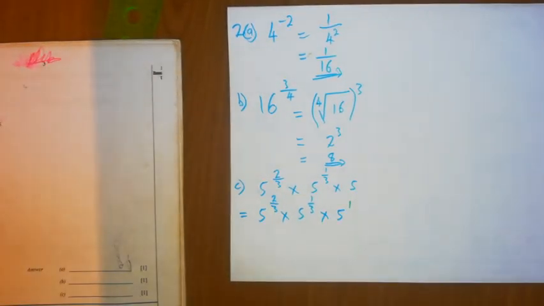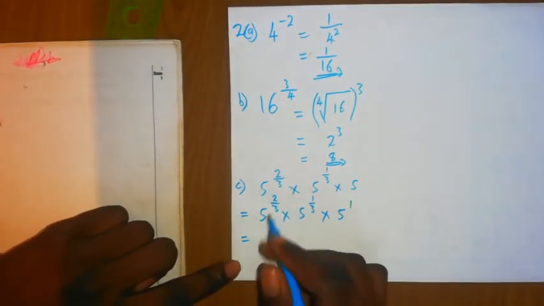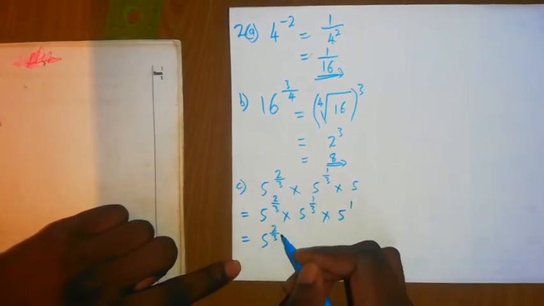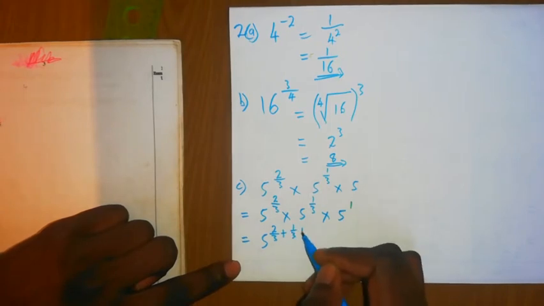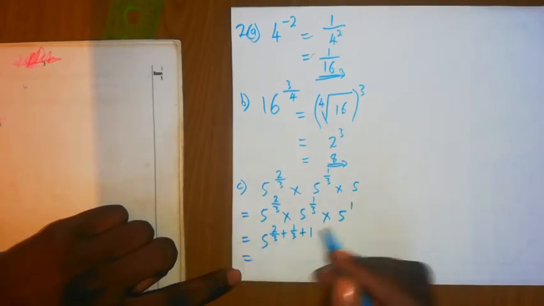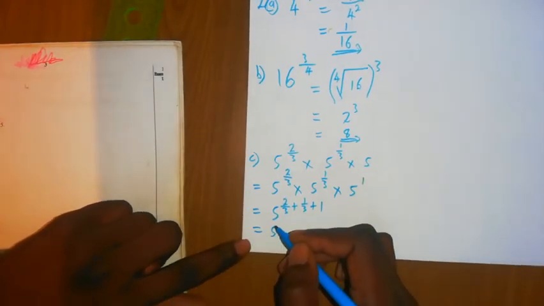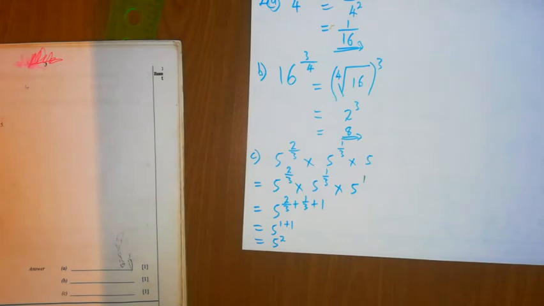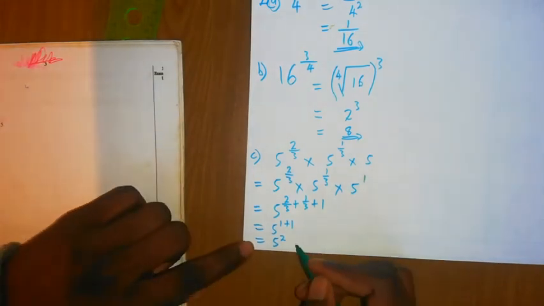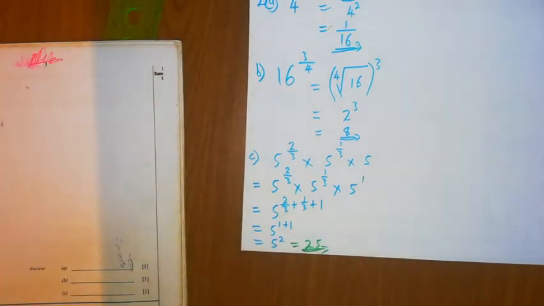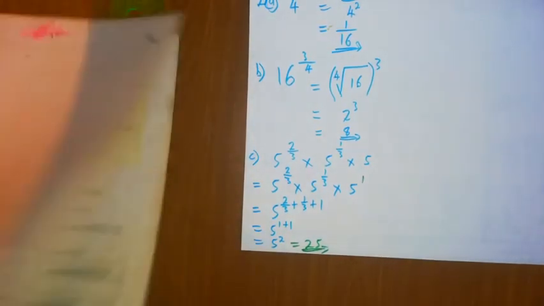Then we'll apply our laws of indices. We are going to add. It's equal to 5 to the power of 2/3 plus 1/3 plus 1. So 2/3 plus 1/3 is 1, and that 1 plus 1 gives 5 to the power of 2, which is 5 squared. Your final answer is going to be 25. That is the final answer. So let's move on to the other question.